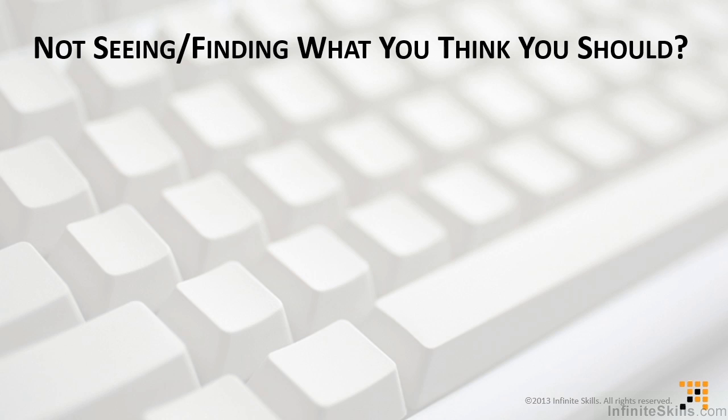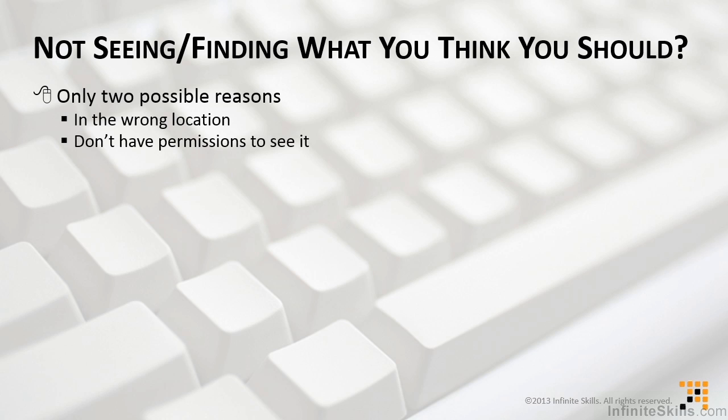We're going to demonstrate those in another video. But what happens if you aren't seeing or finding what you think you should? You entered the URL and didn't get an error, or maybe you even followed a link, but you can't see the site, the list, or the library that you're supposed to be accessing. The good news is there's only two reasons that could happen in SharePoint. Either you're in the wrong place or you don't have permissions to see it.